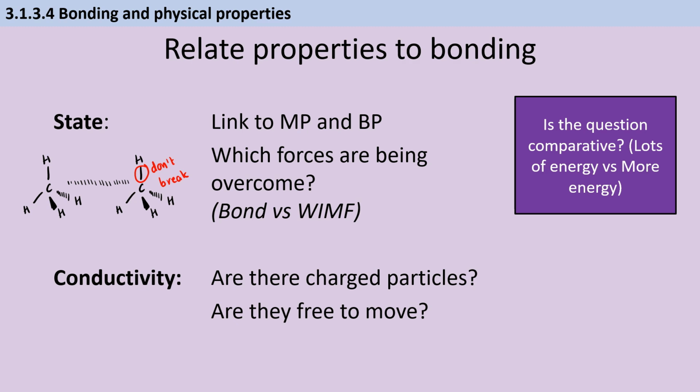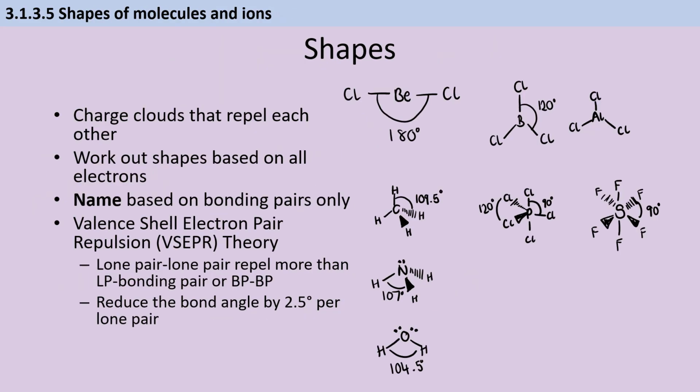Then if you're asked about electrical conductivity, you need to think, does this substance have charged particles, and if so, what are they? Please don't write about delocalized electrons if the question asks you about ionic substances. Then secondly, are those charged particles free to move? And this is where we need to think about the fact that ionic substances can't conduct electricity unless they've been melted or dissolved.